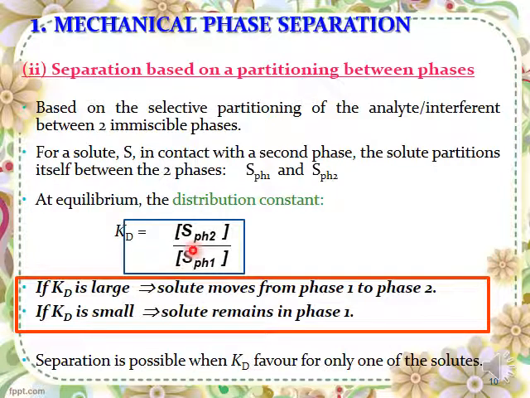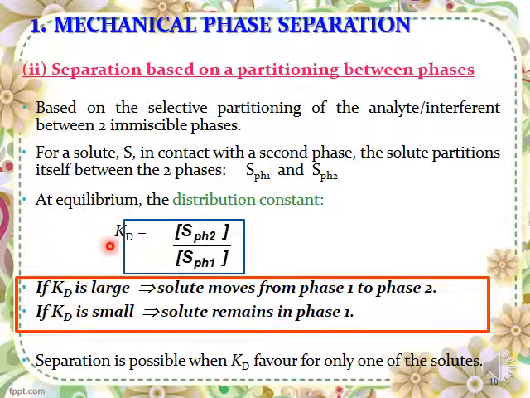solute in phase 1. So if your KD value is large, if this value is high, it means the solute moves from phase 1 to phase 2, from 1 to 2. So there is a higher concentration of the solute in phase 2. So that's why this one is large.